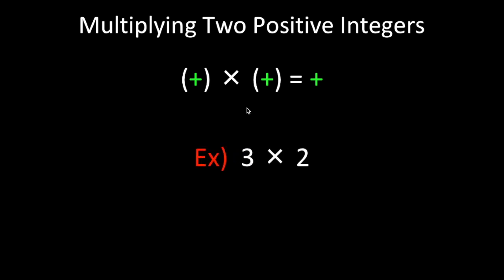When you multiply two integers, a positive integer times another positive integer, it gives you a positive number. So a positive times a positive is always going to give you a positive. Example, let's say you have positive 3 times positive 2. Because both numbers are positive, your answer will be a positive number. So 3 times 2 is 6. So 6 is positive because both numbers are positive.